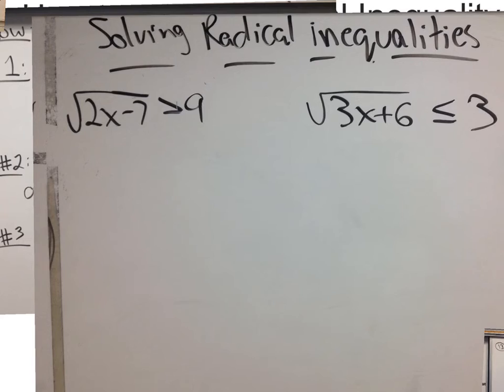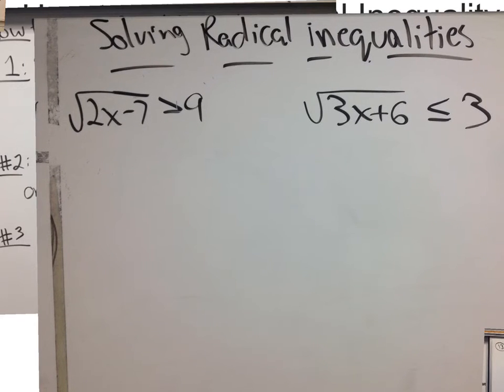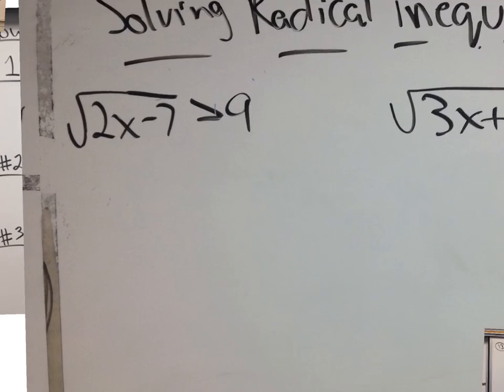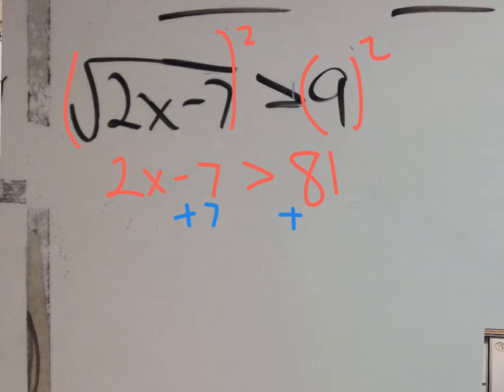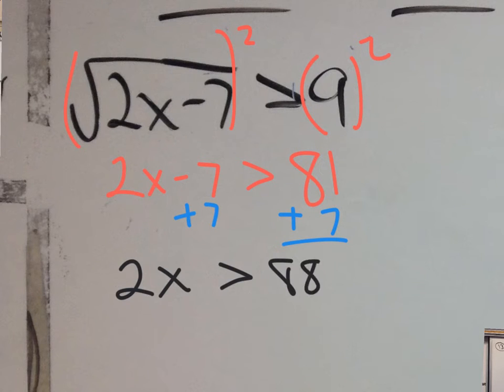And you'll see that this next one's pretty easy, okay? Let's focus in on this guy first. How do you get rid of that square root? Well, you're going to square both sides. You're going to have 2x minus 7 is greater than, and if you square this side, it's going to be 81, okay? And then what do you do? Well, you add 7, add 7. You're going to have a new equation that reads 2x is greater than 88.